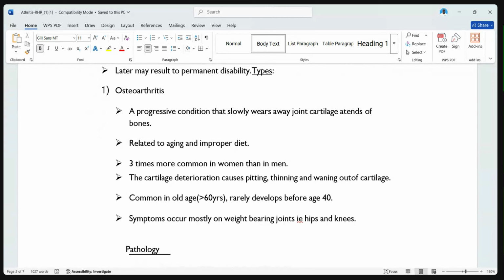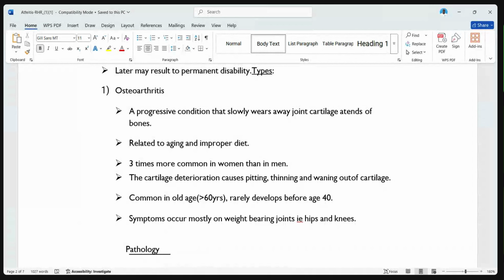Majorly those ones. And between the age of 40 to around 60. But commonly from 60 upwards is when people experience osteoarthritis a lot. And so symptoms occur mostly on weight-bearing joints. The major weight-bearing joints are the hip joints and the knee joints, as we learned yesterday. The hip joints and the knee joints. Here you will hear people complaining, their back hurts, the hips and even the joints hurt.